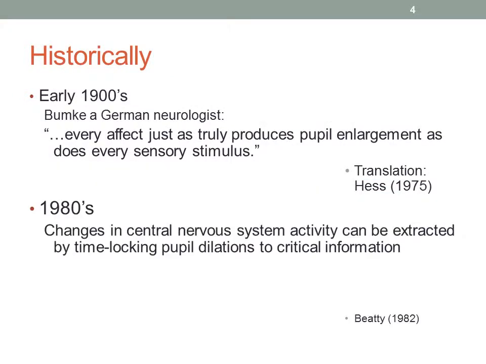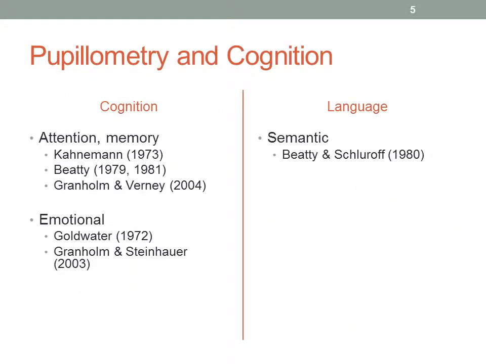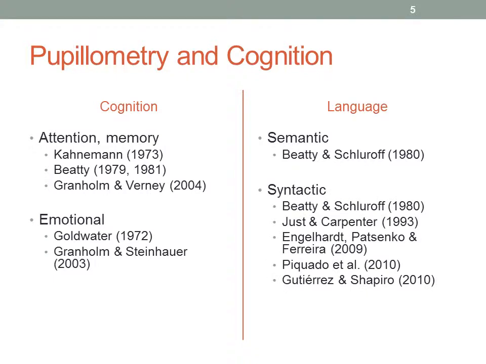Pupillometry is not a new technique. However, with developments in technology, in the 1980s it was discovered that changes in central nervous system activity can be extracted by time-locking pupil dilations to critical information, and the term task-evoked pupillary response, or TEPR, was coined. Pupillometry has been used in a variety of venues to examine attention, memory, emotion, and in language, semantic and syntactic complexity.